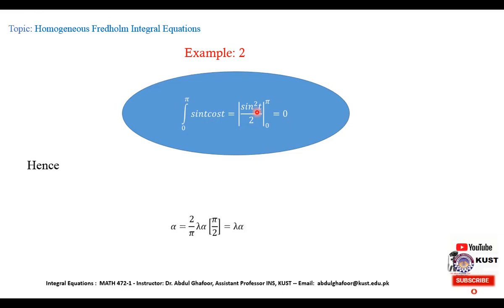Hence alpha is equal to 2 by pi lambda alpha, where the first integral is 0 and the rest of the integral gives us just pi by 2. So pi cancels out and 2 cancels out, and we are just getting alpha is equal to lambda alpha. Similarly, when we substitute the solution, equation 17, in equation 19, we get beta is equal to minus lambda beta. So now we have alpha equal to lambda alpha and beta equal to minus lambda beta. This is a system of equations, because the separable kernel is not a single term; there are two terms in the separable kernel.